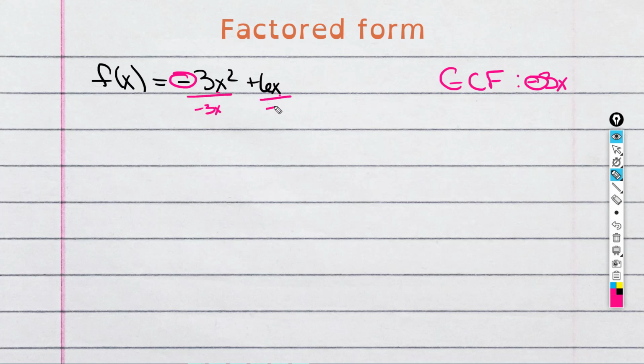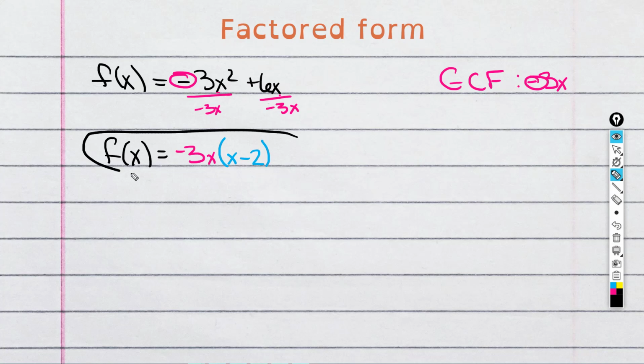Negative 3x, negative 3x, and that negative 3x gets written down in front of my parenthesis, leaving inside my parenthesis, negative 3 divided by negative 3 is 1, x squared divided by x is x. Positive 6 divided by negative 3 is negative 2, x divided by x is canceled out. And so my factored form is f of x equals negative 3x times x minus 2.